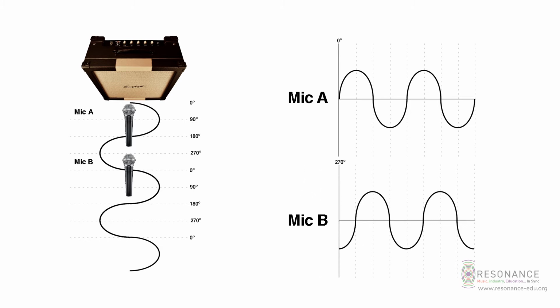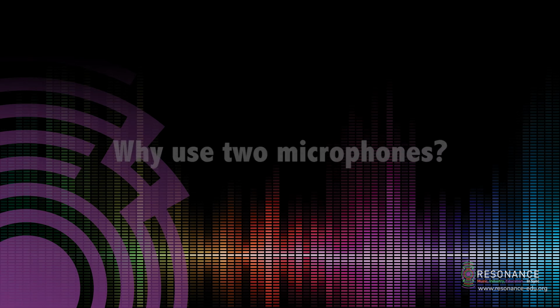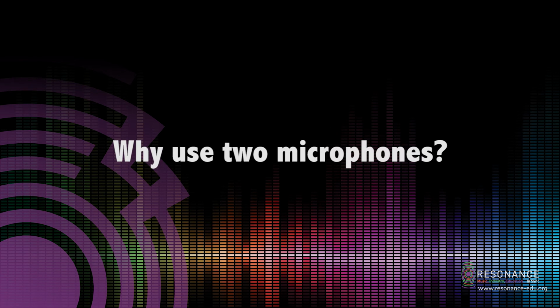Therefore, the easiest way to ensure that two microphones are in phase is to put them in the same place. But hang on, if the two microphones are in the same place, then why use two microphones at all? The whole point of multiple microphones is to capture other properties or aspects of the source. That might be the fretboard and the body of the guitar separately, or close miking and room miking. So we need another way to ensure that our microphones are in phase.